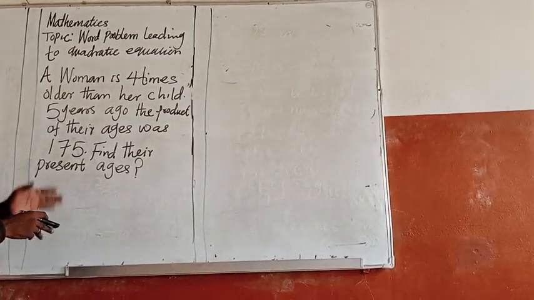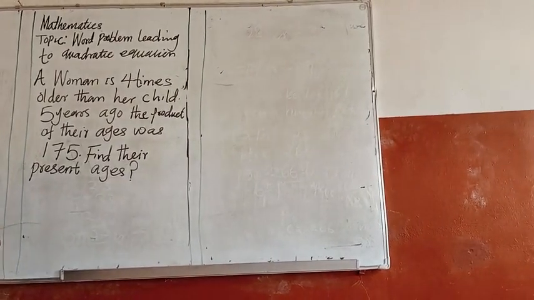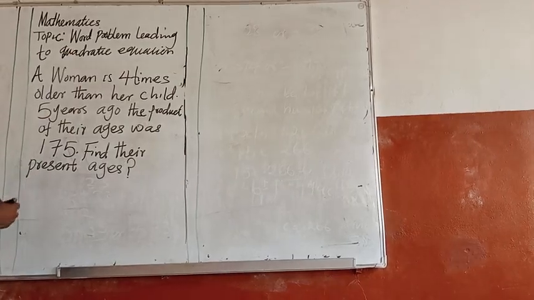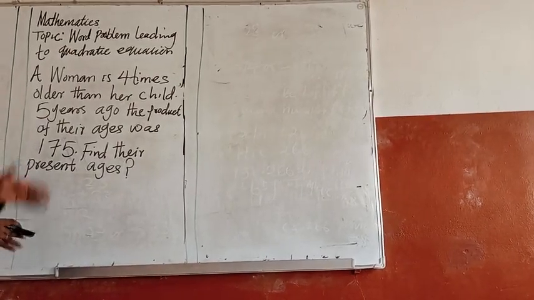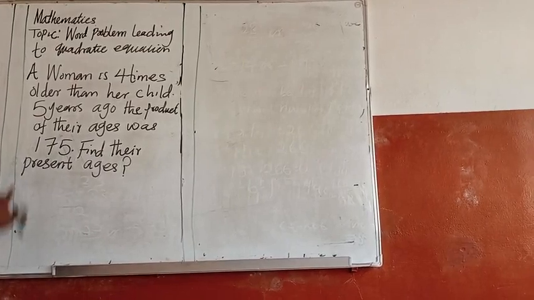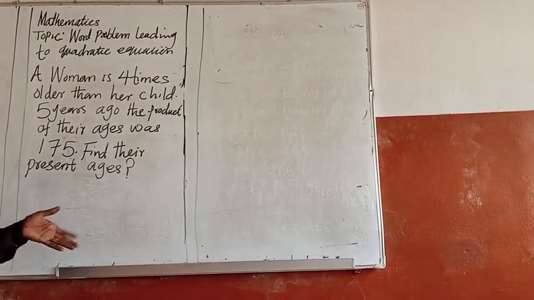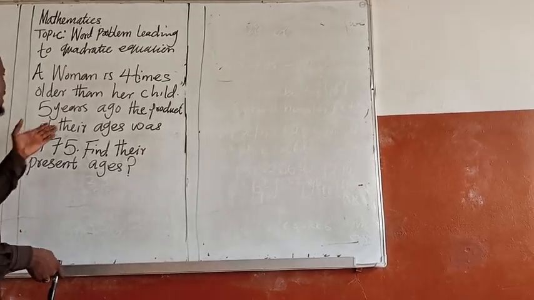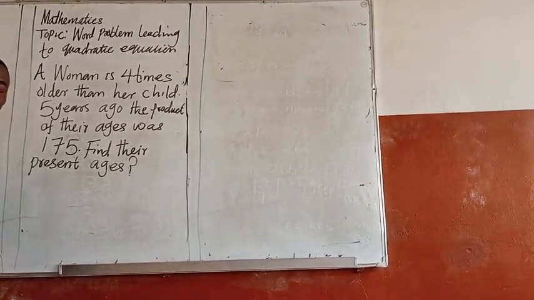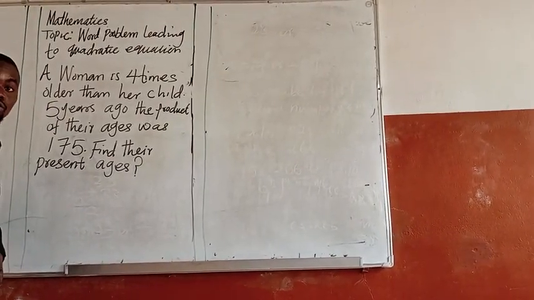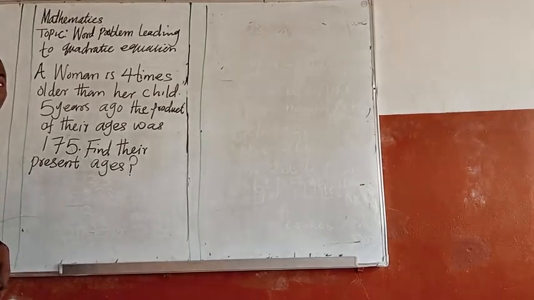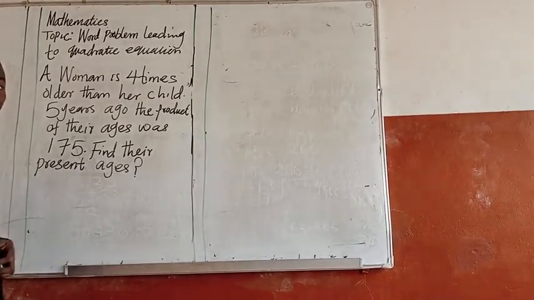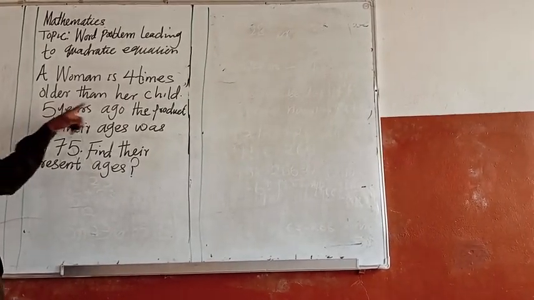And for today's video, we are going to learn, we're still on a word problem to quadratic equation. The question says a woman is 4 times older than her child. Imagine this woman is 40 years, 4 times, the child will be divided by 4, which is 10.